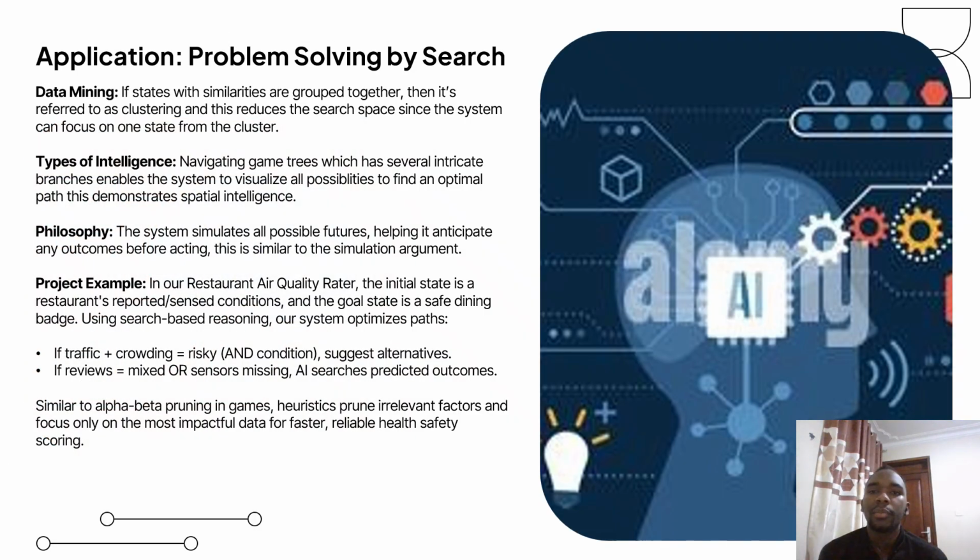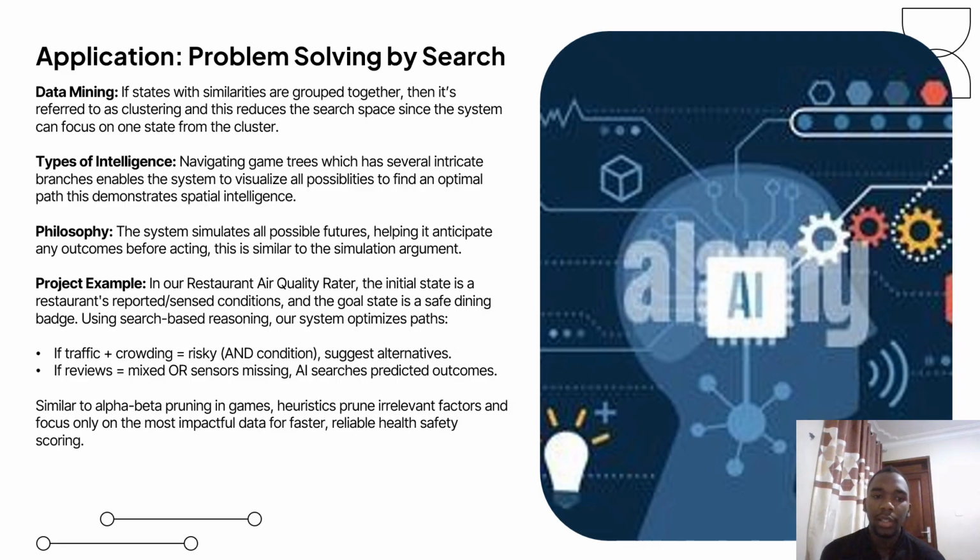Application of problem-solving research. Data mining. If states with similarities are grouped together, then it's referred to as clustering, and this reduces the search space since the system can focus on one state from the cluster. Types of intelligence. Navigating the game trees, which have several intricate branches, enables the system to visualize all possibilities to find an optimal path. This demonstrates spatial intelligence. The system simulates all possible futures, helping you to anticipate any outcomes before acting. This is similar to the simulation argument.